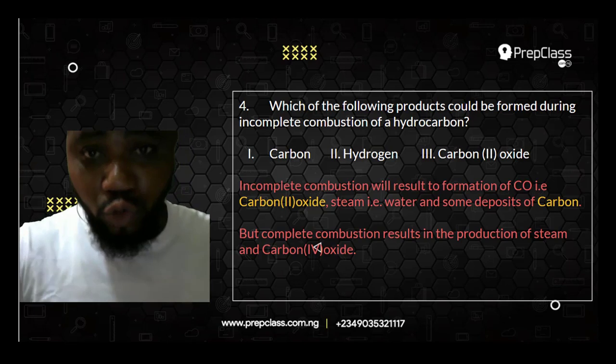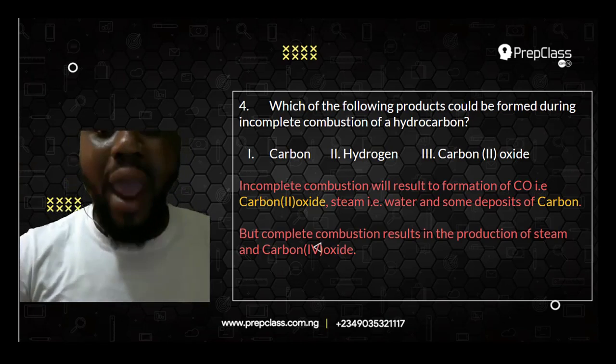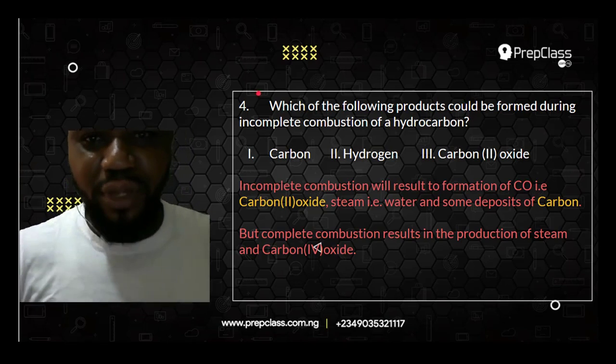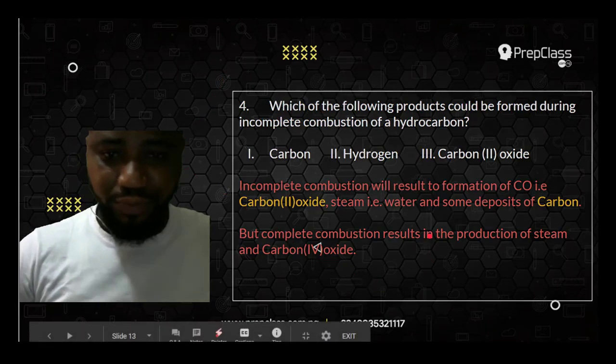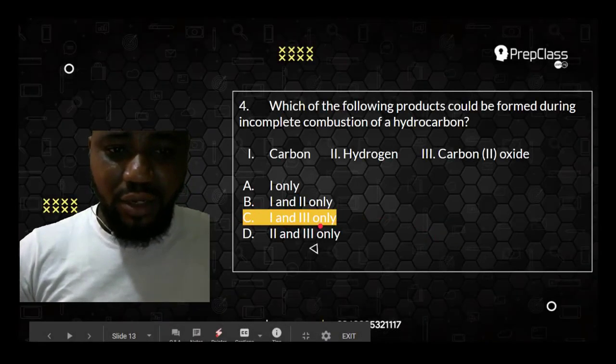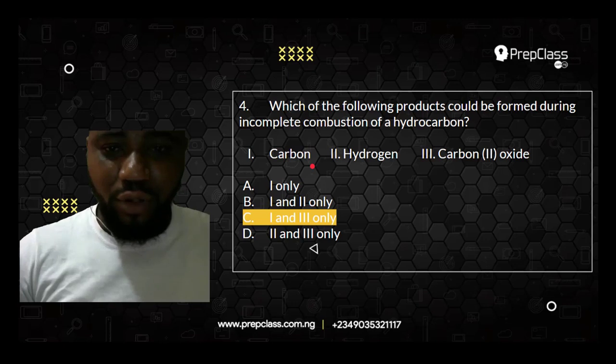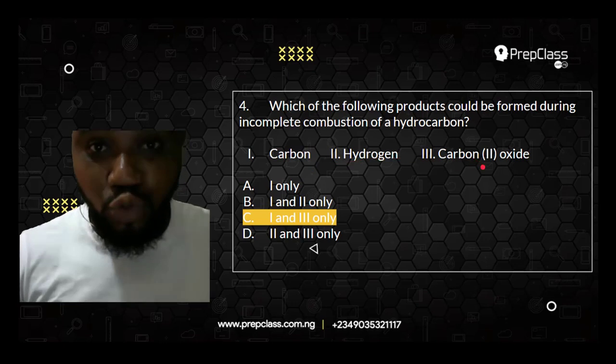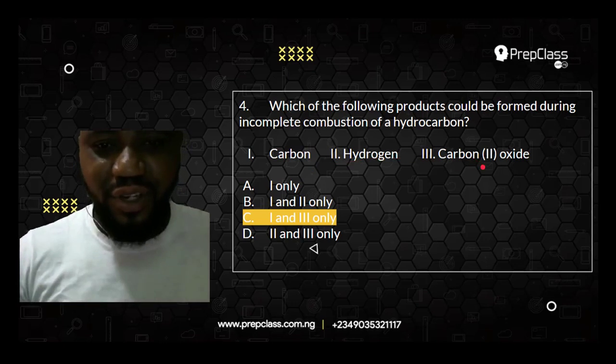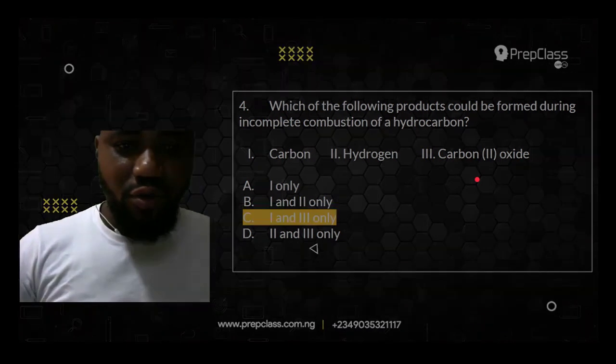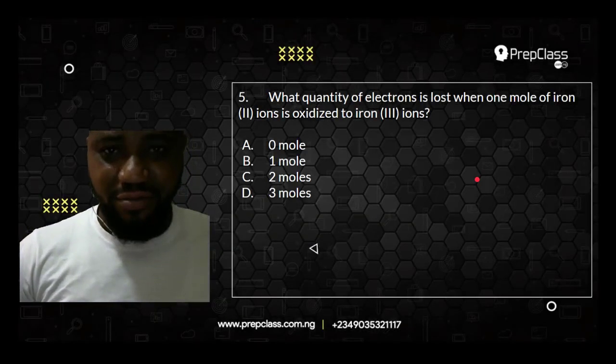Carbon and carbon monoxide will be the products formed when a hydrocarbon is not completely combusted or burnt. So the answers are 1 and 3, which is carbon and carbon(II) oxide. Very simple.